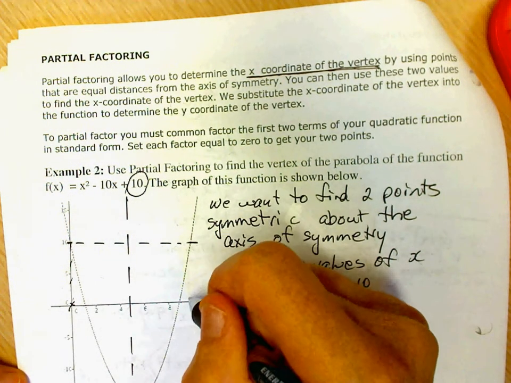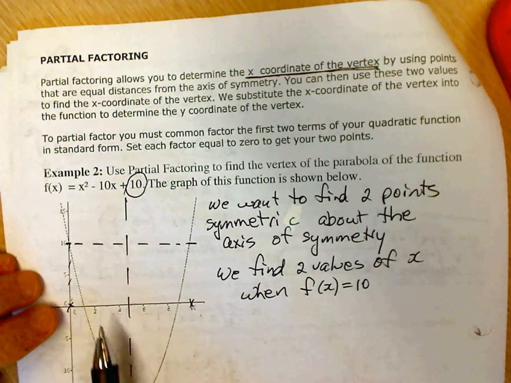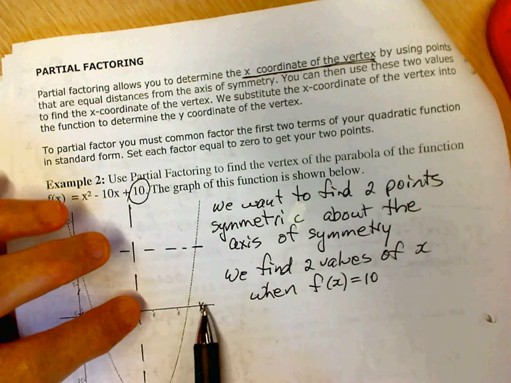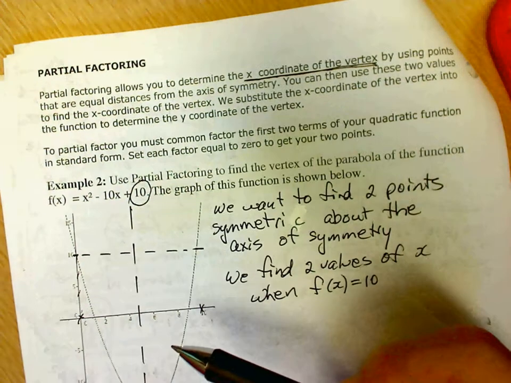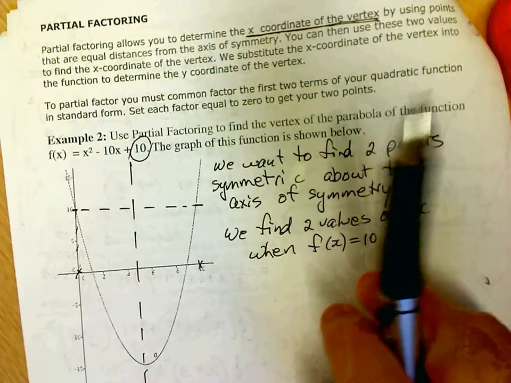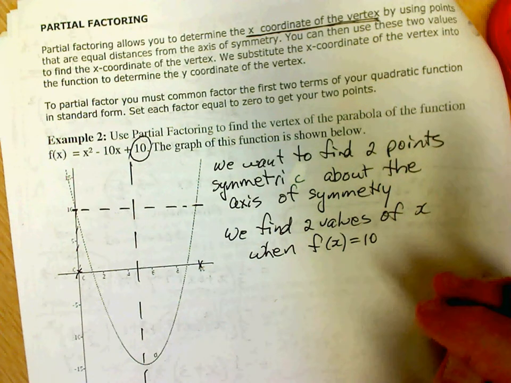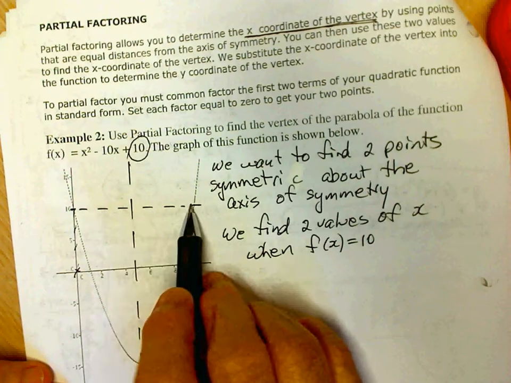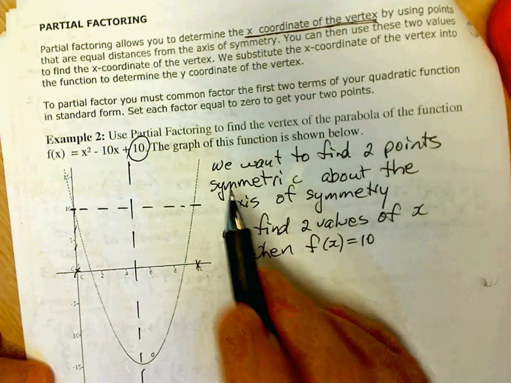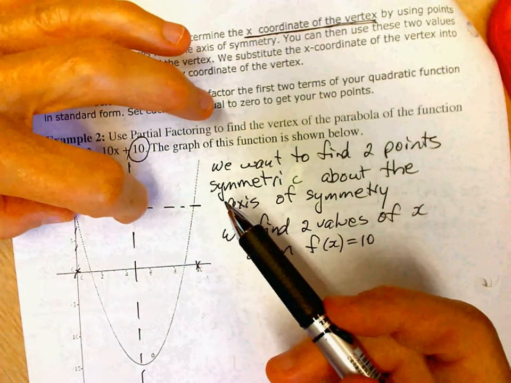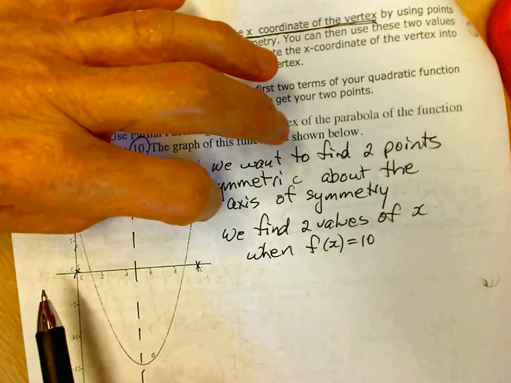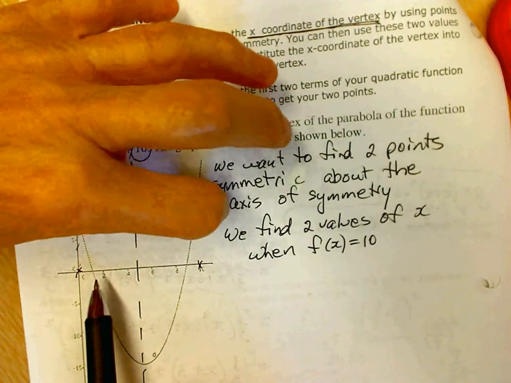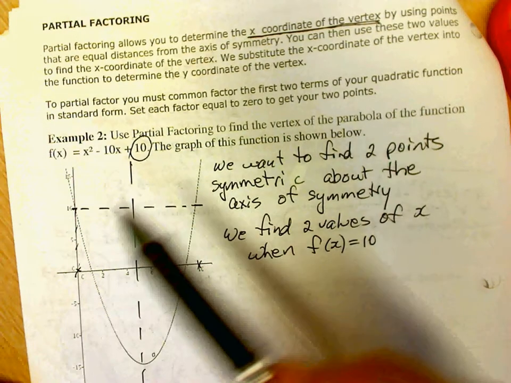So when I have 2 values of x that are symmetric about the axis of symmetry, how do you think I find the axis of symmetry? Here, let's find the points first and you tell me what to do with them. I'm going to find 2 values of x when this function equals 10. Can you see that the distance there equals that distance? They're equidistant about the axis of symmetry. So let's find those 2 x values algebraically.